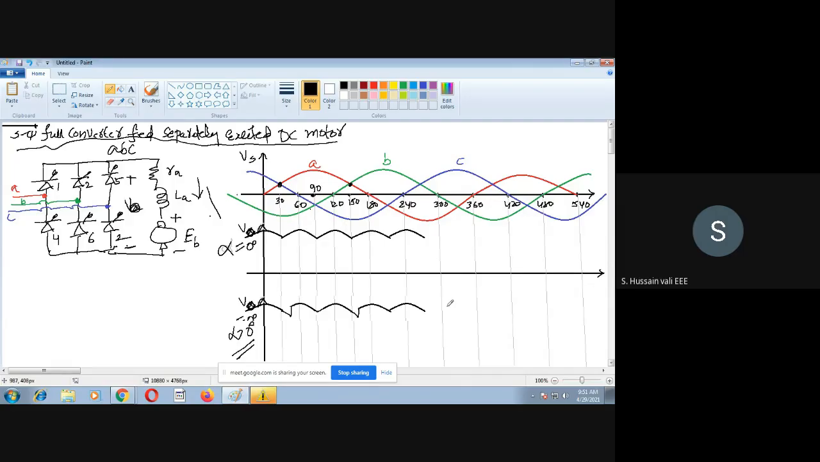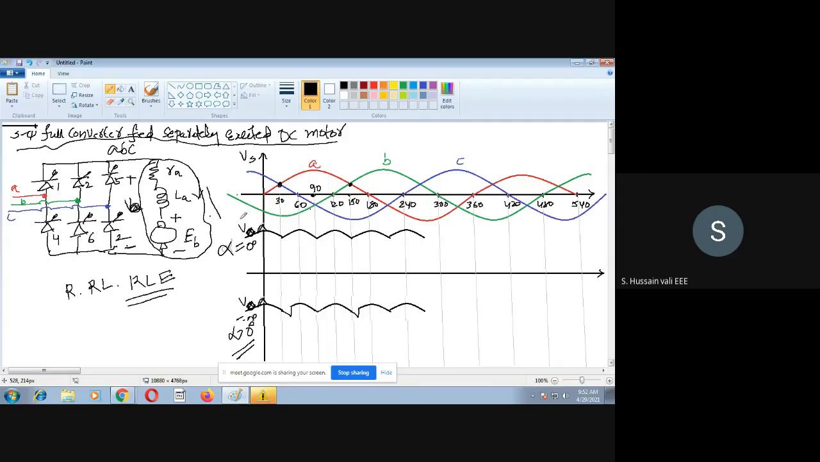Otherwise, just recall your power electronics three-phase full converter for RLE load. I hope you remember that in the power electronics course, when you went through the three-phase full converter, there are different loads: R load, RL load, RLE load. Please recall that. What is this RLE load? This RLE load is this one, nothing else. So whatever waveforms you got in those cases, you will get the same waveforms here also. There is no other difference you will find.